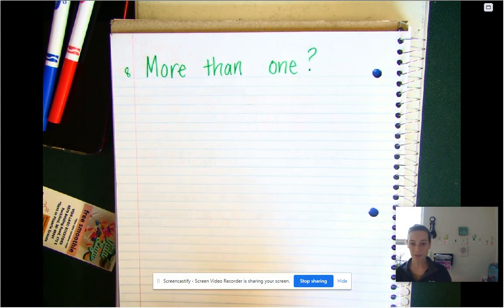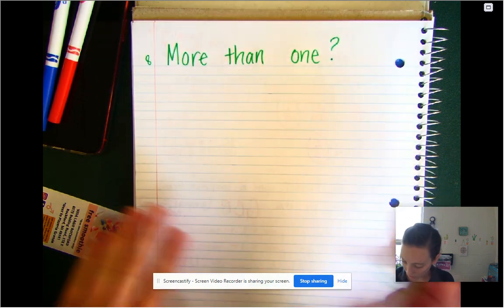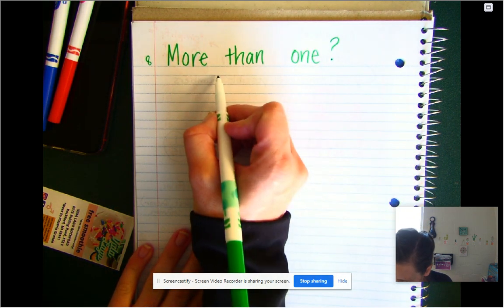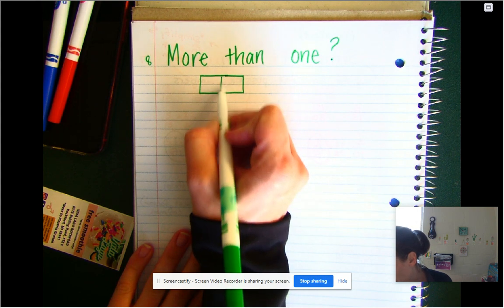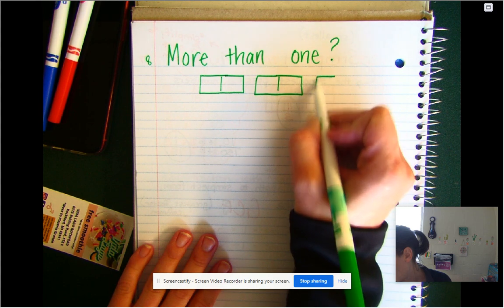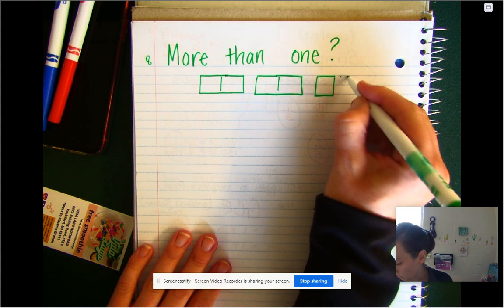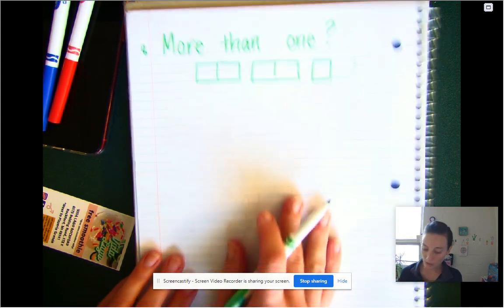So when we have more than 1 of something, we have 2 ways to represent it. So let's say that I have graham crackers and I have 5 halves of a graham cracker. I ate one of the halves. Okay, 2 ways to write that.